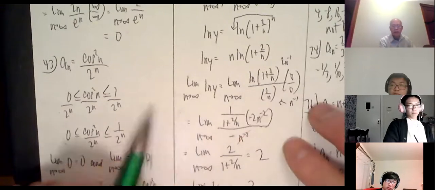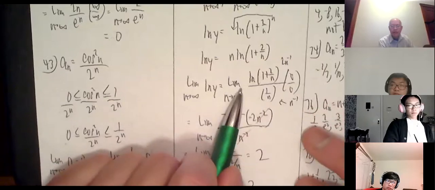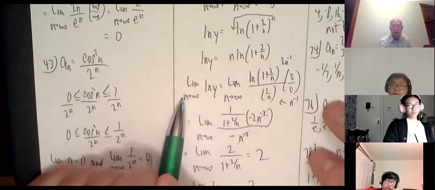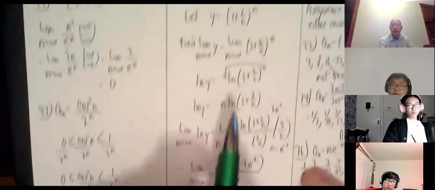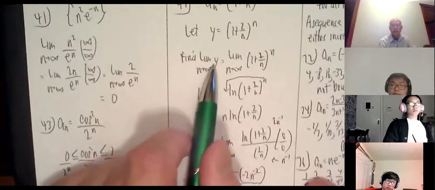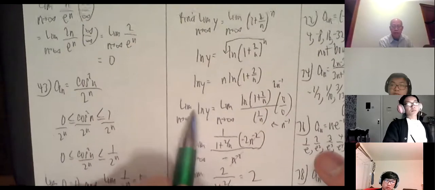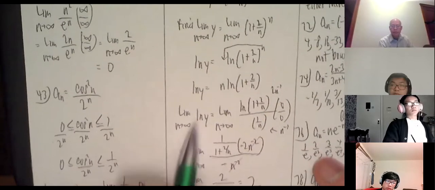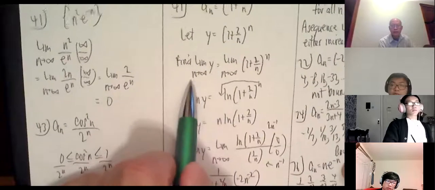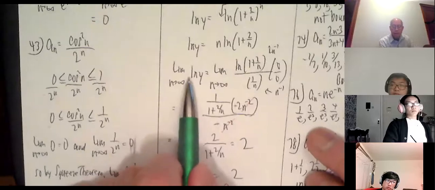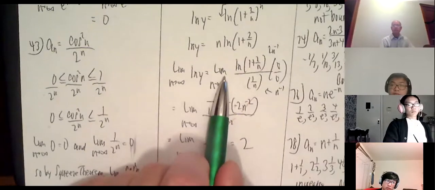Only tricky thing here is when I get this answer, I'm not finished. I found the limit as n approaches infinity of ln y. Ultimately, I'm trying to find the limit as n approaches infinity of y. I would have found it for ln y, so to get rid of the ln, I would have to exponentiate my answer. So after I find the limit, I exponentiate.